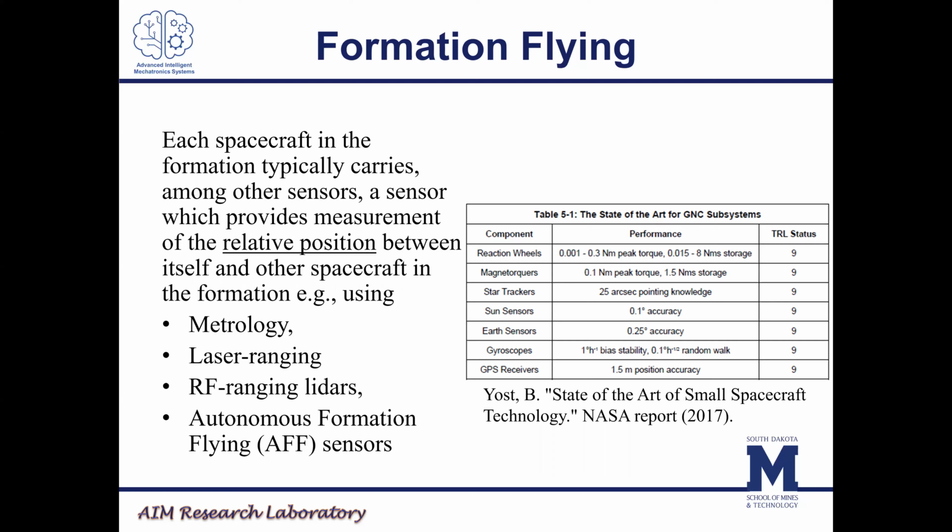But if you're trying to do something that's going to need a lot better accuracy, like if you're trying to have these CubeSats flying much closer to each other, or you're going to want to try to dock them together at some point, then you really need a position estimate that's a lot better than 1.5 meters.